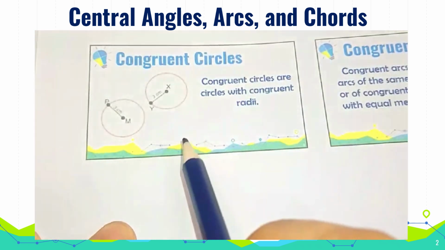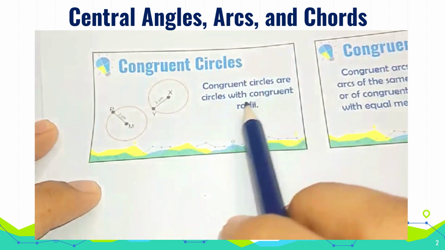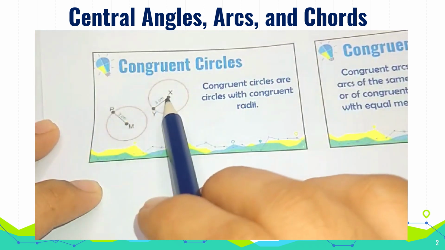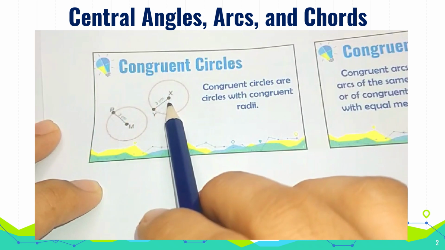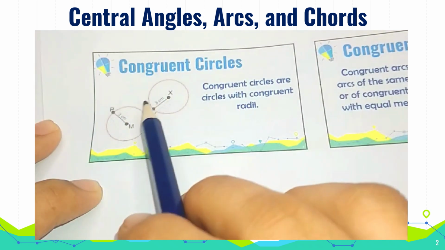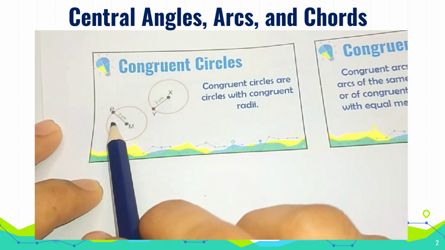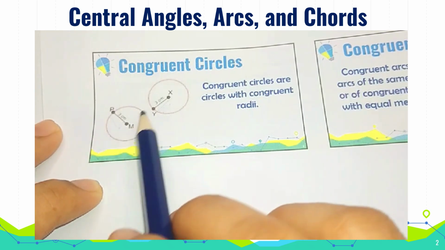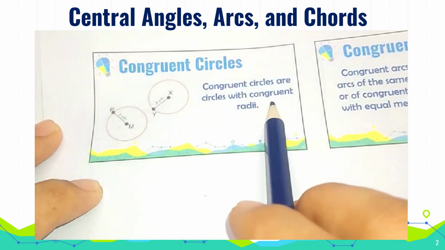We say that two circles are congruent if they have the same measurement of radii. The radius here in this circle with center x is 3 centimeters, and in another circle with center m, the radius is also 3 centimeters. So we say that these two circles are congruent since the radii are congruent.